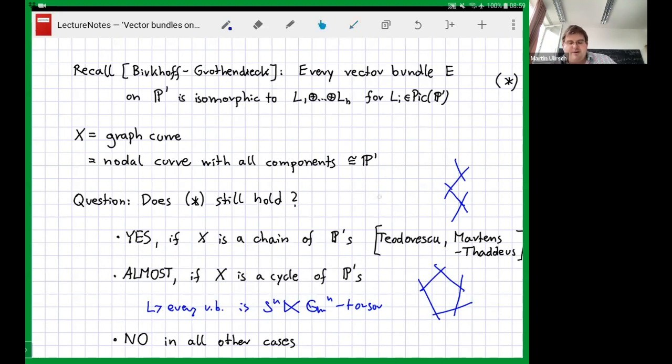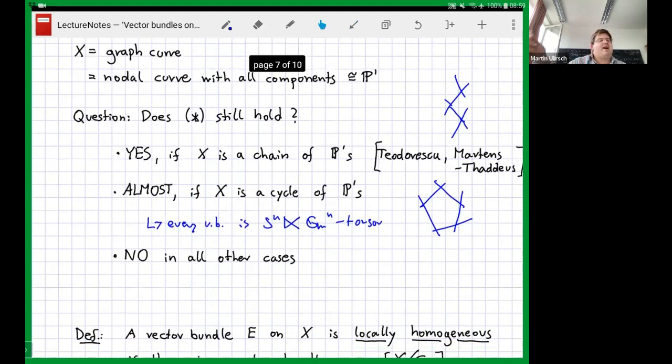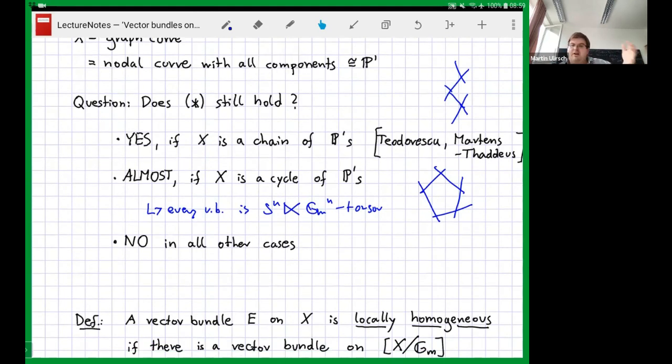But here it's still combinatorially viable. What really blew my mind when I learned about this the first time is that as soon as you have any other situation of graphs, the Birkhoff-Grothendieck theorem is just false. It's still true on each component, but you can do a lot of damage by gluing along the nodes, and then this whole story just doesn't work anymore. This suggests to me that instead of looking at all vector bundles on a graph curve, meaning a nodal configuration of P1s, you should look at a subclass that has better properties.